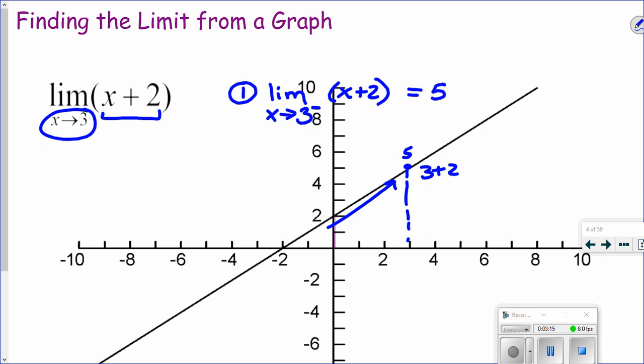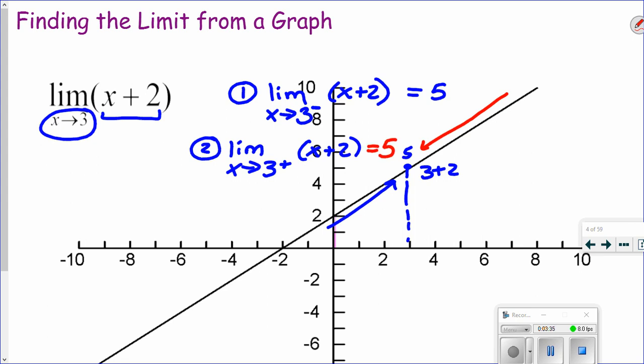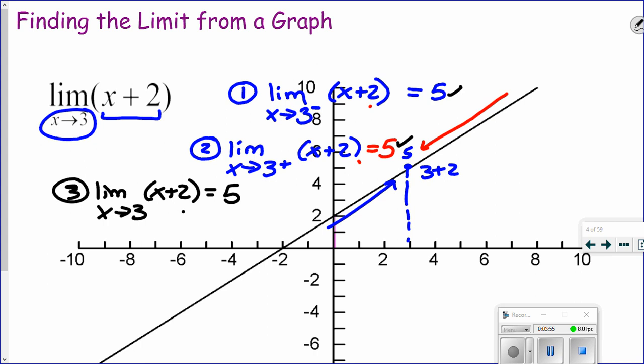So that's part 1. Then part 2 says, what about when it comes from the positive direction? So the limit as x approaches 3 from the positive direction. If we come from the positive direction, that line's still getting closer to 5. So we know the left-hand limit is 5, and we know the right-hand limit is 5. Therefore, we say that the limit as x approaches 3 is 5. But in order for that to exist, these two have to be the same. Since they are the same, we know our limit is 5.